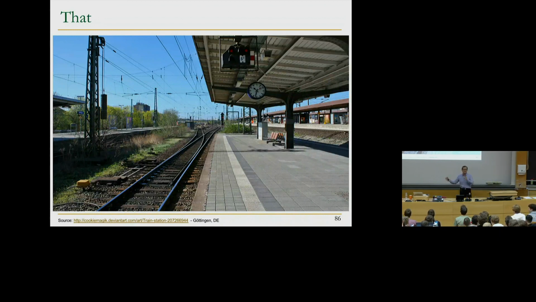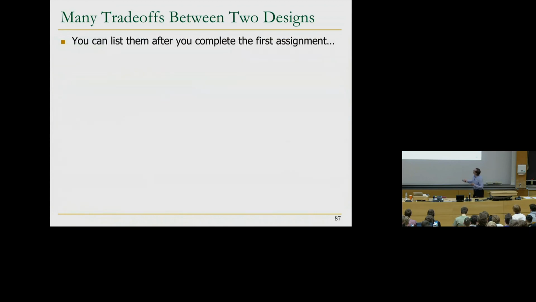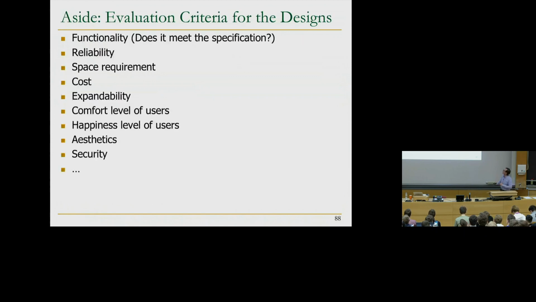So clearly, there are many, many things over here that you can compare. And whenever you're comparing computing architectures, you do essentially the same thing. Basically, there are many trade-offs between the two designs, and you can list them after you complete the first assignment or whenever you want to. And these are some dimensions where you could compare these different designs. These are the evaluation criteria. And that's actually true for computing architectures also, right? A lot of these things over here apply to computing platforms as well, and more things potentially, right?